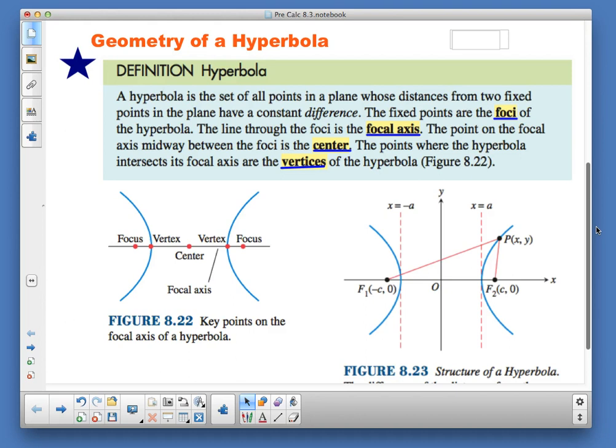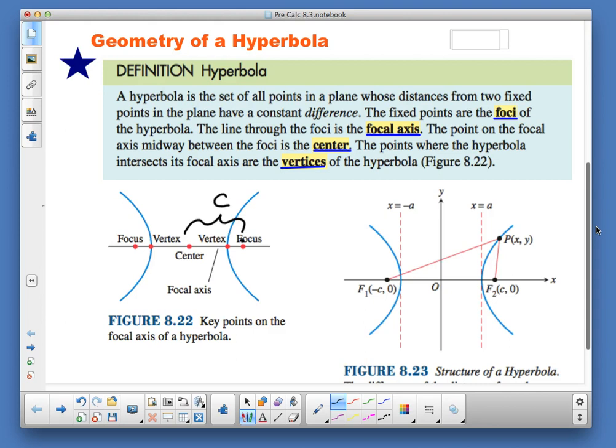Definition of hyperbola. A hyperbola is a set of all points in a plane whose distances from two fixed points in the plane have a constant difference. Well, it's a constant difference just like it is for ellipses. The fixed points are the foci of the hyperbola. The line through the foci is called the focal axis. The point of the focal axis midway between the foci is the center. So if I got the foci, this distance is C.